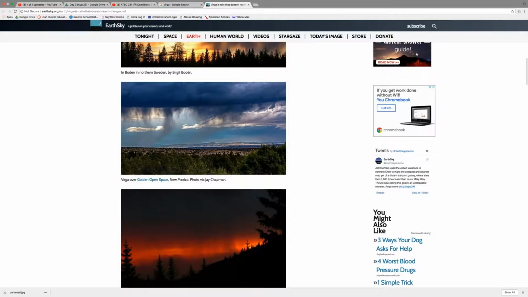So, basically what's happening is the cloud is raining. It's dropping this rain, but before the rain hits the ground, it's evaporating back up into the cloud.